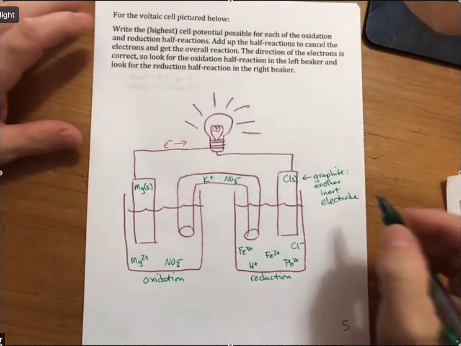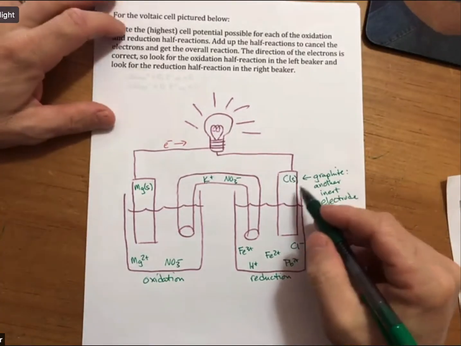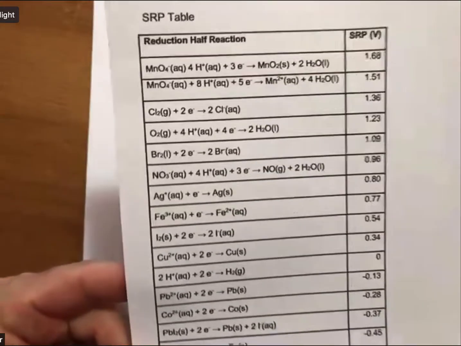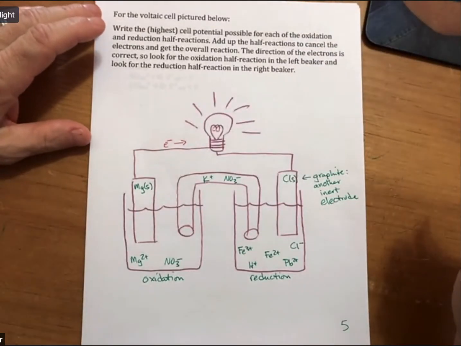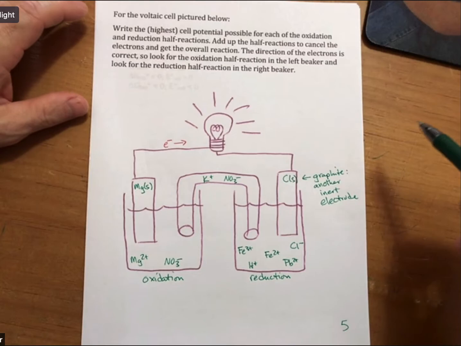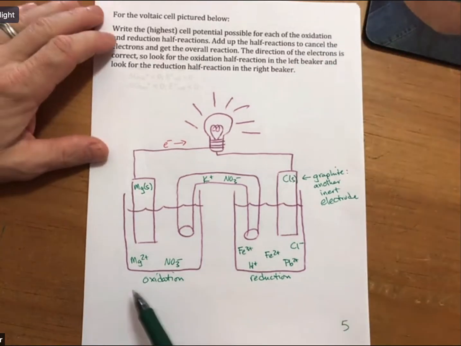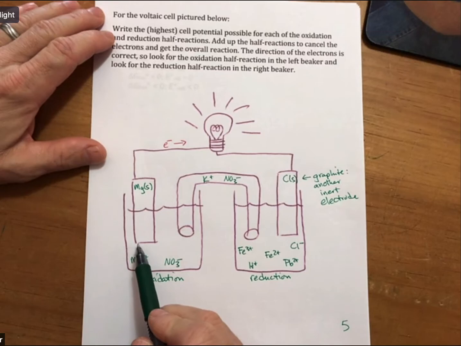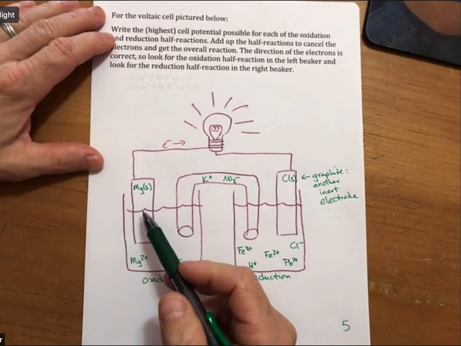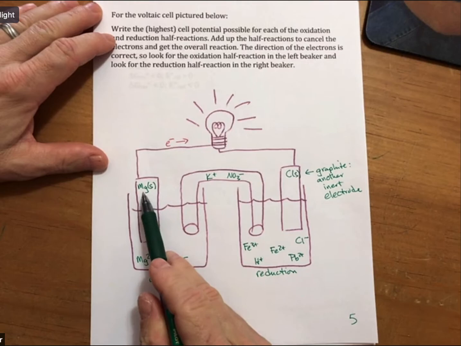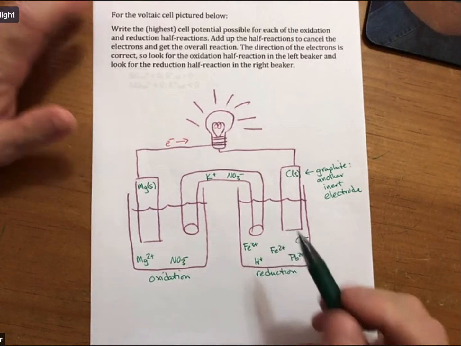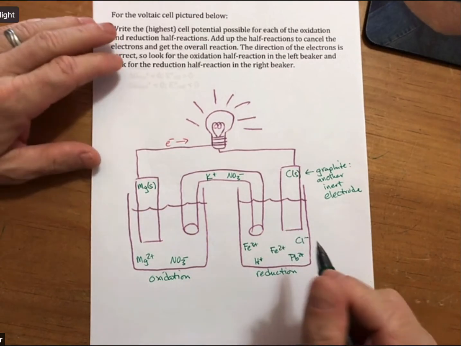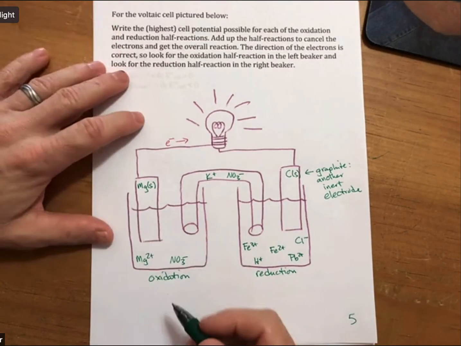So if you look on the standard reduction potential table, you will not find any reactions that involve carbon. Carbon is inert. It does not react. Now, in this problem, we can look here to see what is oxidized. It is a general rule of thumb that metals are oxidized and generally metal ions are reduced. Doesn't always have to be that way, but that is generally how it is. We've got one metal here.